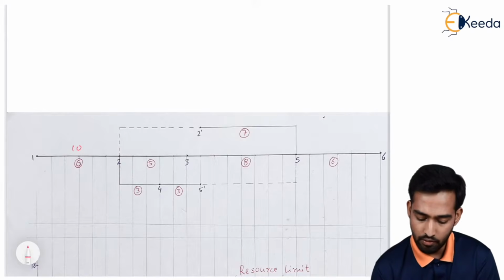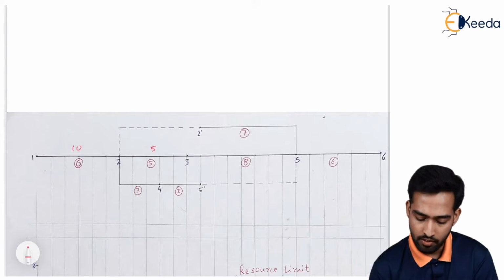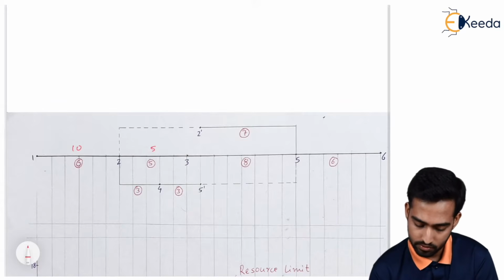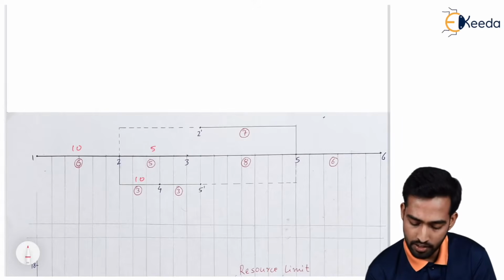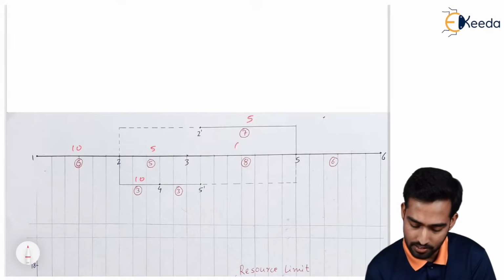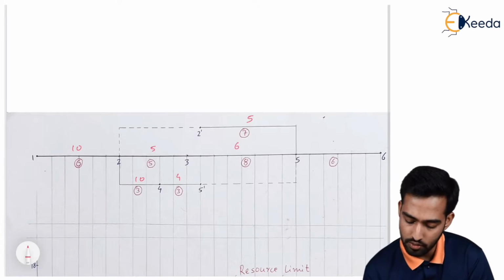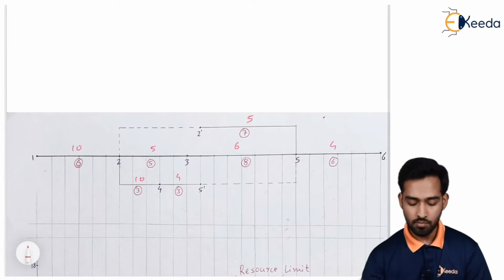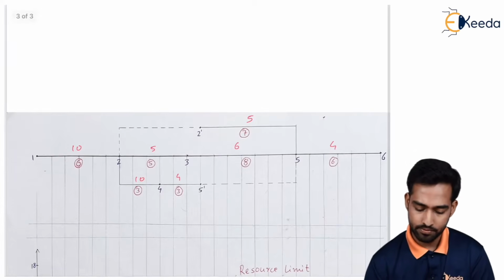For 2-3 we required 5. For 2-4 again we required 10. Then for 2-5 we required 5 resources. Then for 3-4 we required 6. For 4-5 we required 4, and for 5-6 we required 4. Now moving on to the next topic.